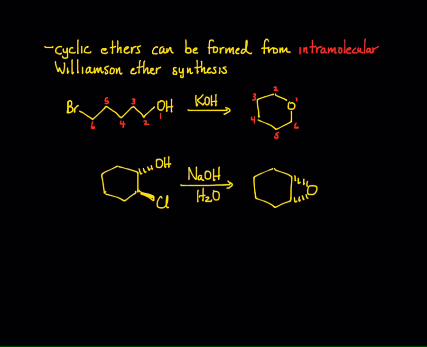So the way that this looks, I'll show you. If I deprotonate the alcohol, I get my alkoxide. So now that alkoxide can attack the carbon with the leaving group, the halide can come off, and I form my epoxide. Epoxides are simply cyclic ethers. So this is a great way. That's typically how epoxides are actually made, using an intramolecular Williamson ether synthesis.